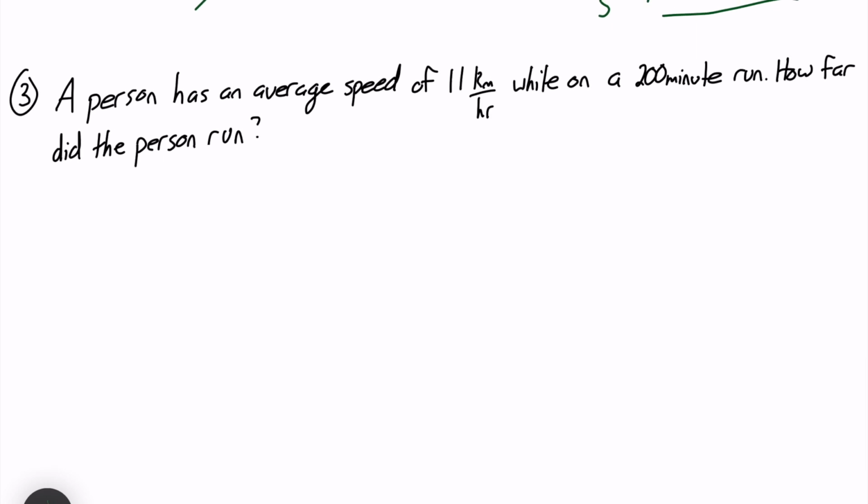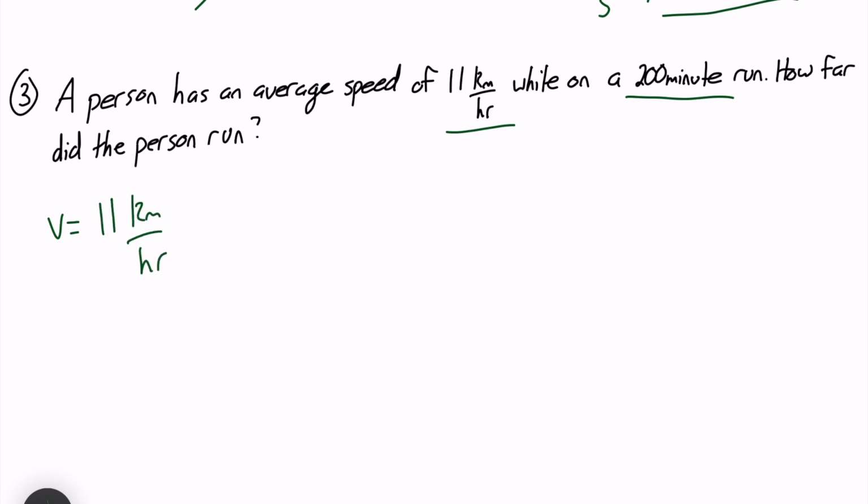So it says a person has an average speed of 11 kilometers per hour while on a 200-minute run. How far did the person run? So you know what? It doesn't actually give us a specific unit here, but I think realistically kilometers would be a good unit to measure distance in, since this is quite a long run, it's 200 minutes, and they are moving at 11 kilometers per hour.